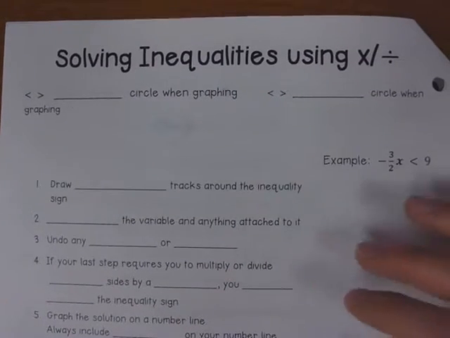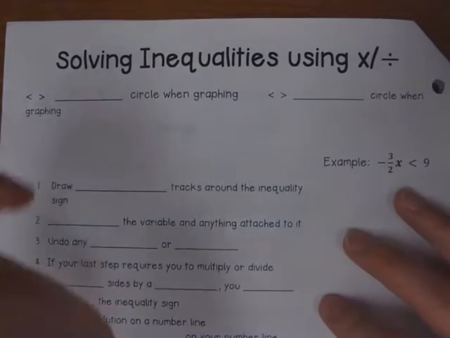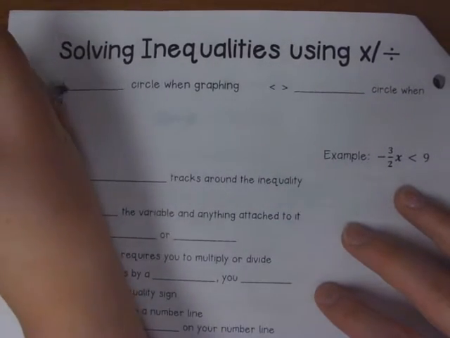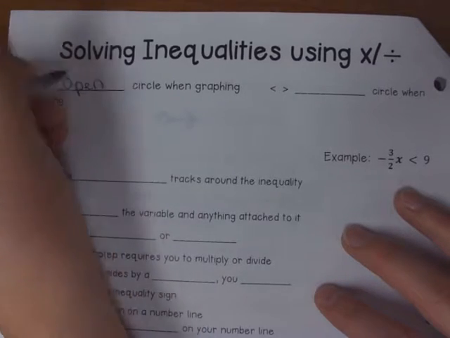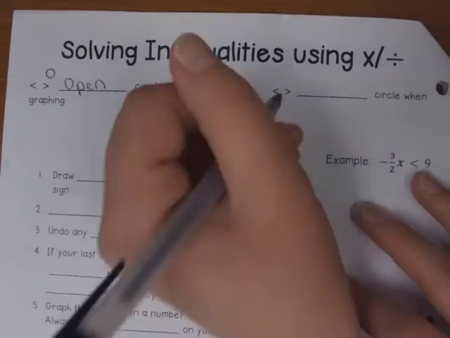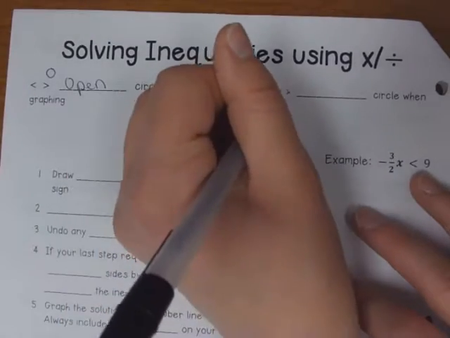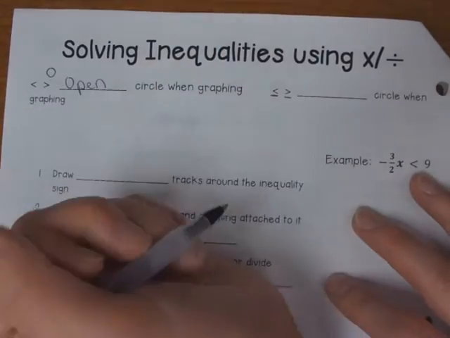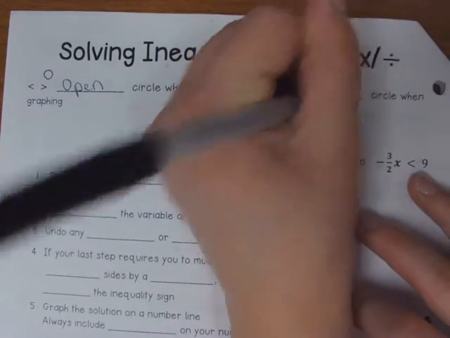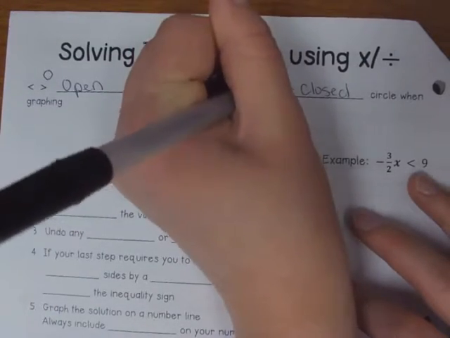Okay. First of all, when you're graphing inequalities, if there is a less than or greater than sign, it is an open circle. Yes, you're going to have to write this multiple times. And then if there is an equal sign underneath them, it is a closed circle.